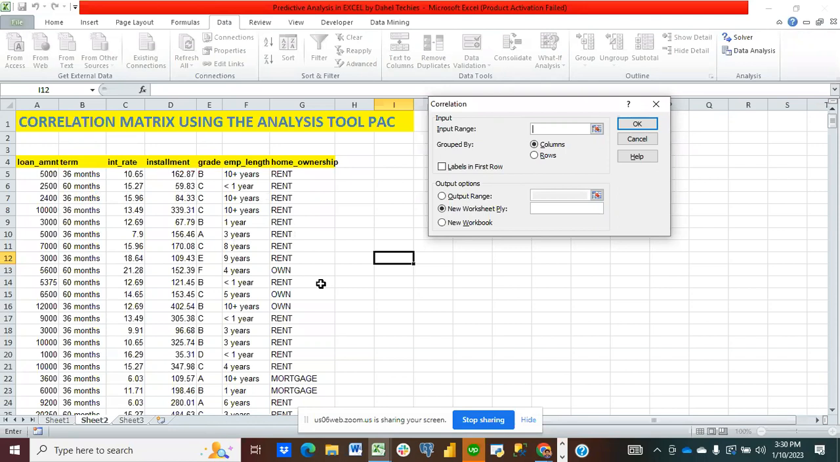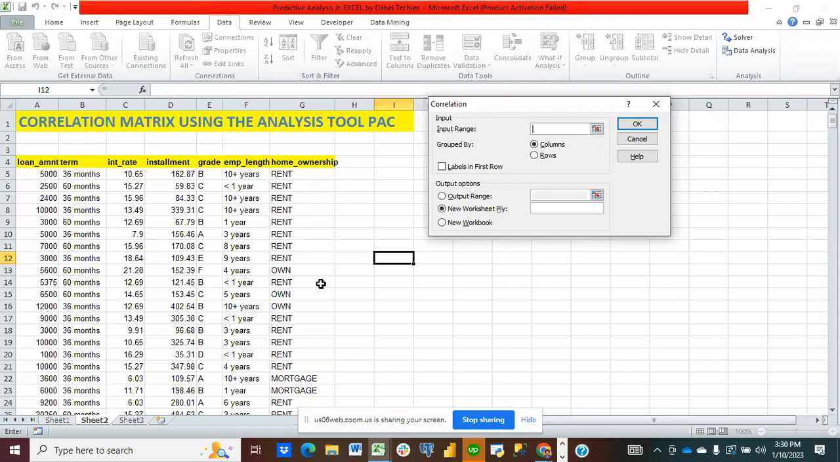String column B, that is the term, the month. Okay. F and G, E, F and G. Good. So the only ones that are not strings are what? Column A, column C, column D, and that's it. Every other column contains a string, and correlation does not work that way.